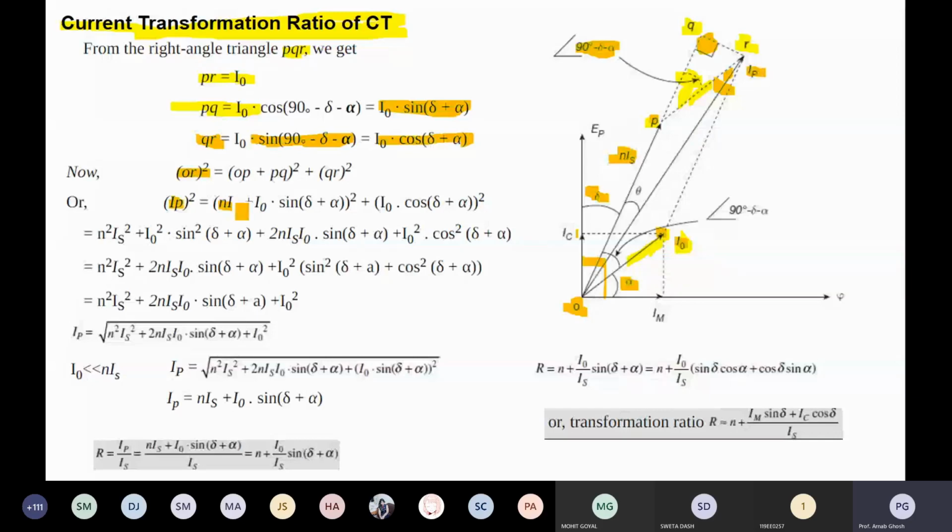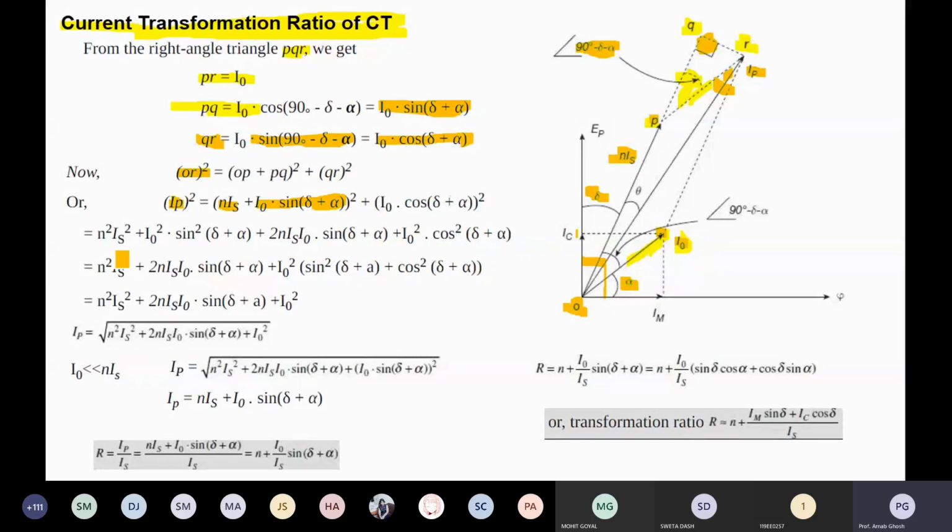So finally we will get n square I square plus I0 square sine square delta plus alpha, plus 2n I0 sine delta plus alpha, plus I0 square cos square delta plus alpha. You can equate all of them. I am not going into the detailed equation. So finally we will get that expression. What is the value of IP? IP equals root under n square I square plus 2n I0 sine delta plus alpha plus I0 square.